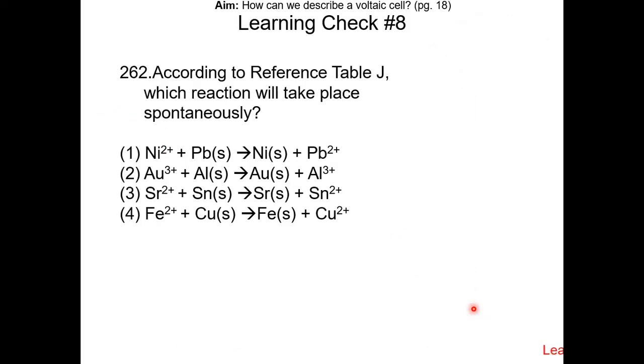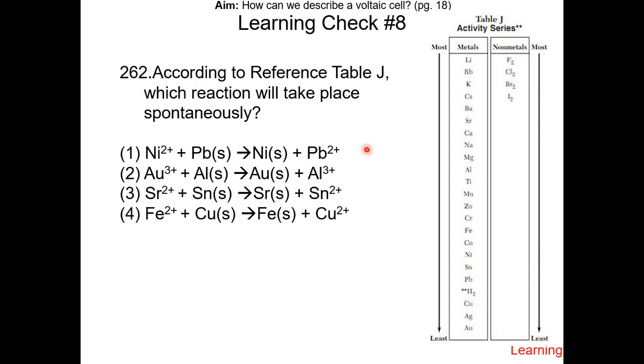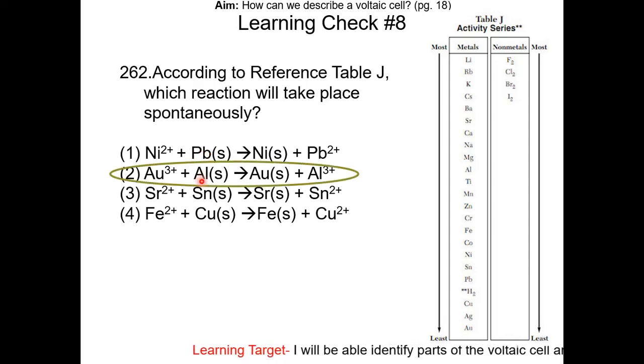Learning check number 8. According to reference table J, which reaction would take place spontaneously? Pause the video and resume as completed. You must analyze the chemical equation. The first element is being reduced. The second element is being oxidized. The one that's being oxidized must be the more active element. So the answer is choice 2 because aluminum is more active than gold. So aluminum will be oxidized and gold will be reduced.